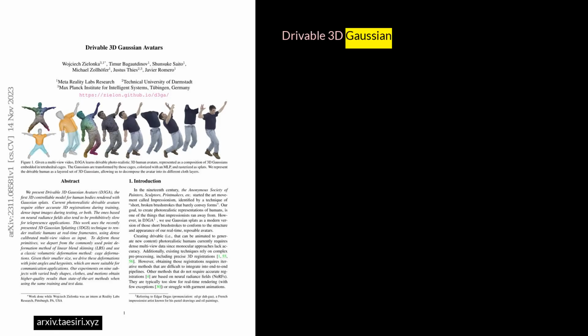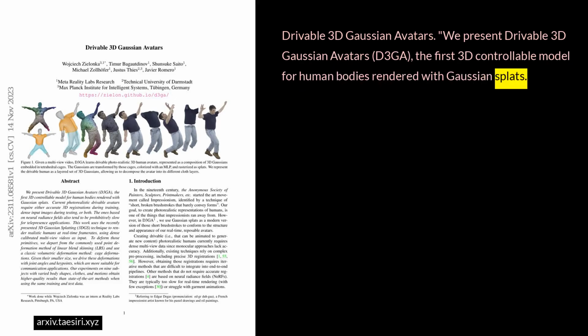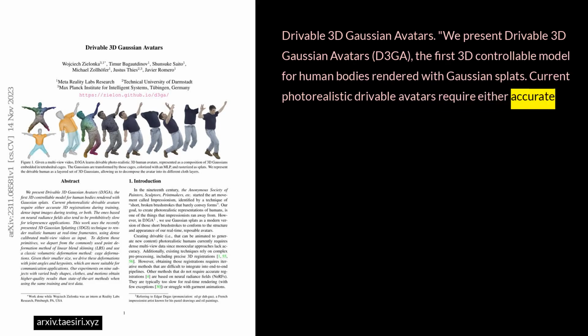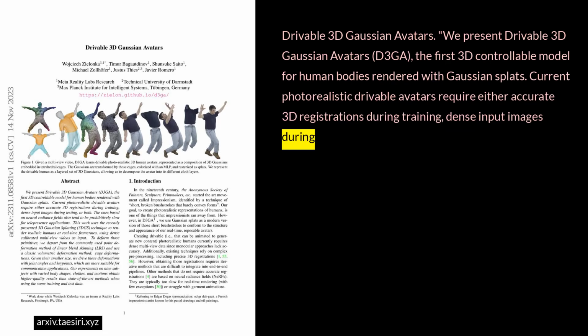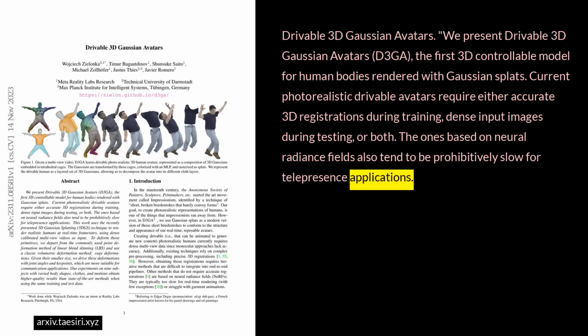Drivable 3D Gaussian Avatars. We present Drivable 3D Gaussian Avatars, D3GA, the first 3D controllable model for human bodies rendered with Gaussian splats. Current photorealistic drivable avatars require either accurate 3D registrations during training, dense input images during testing, or both. The ones based on neural radiance fields also tend to be prohibitively slow for telepresence applications.